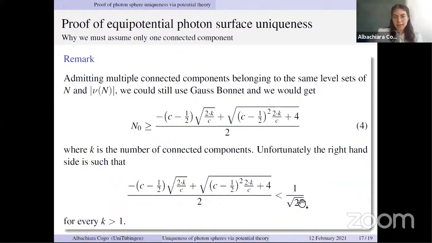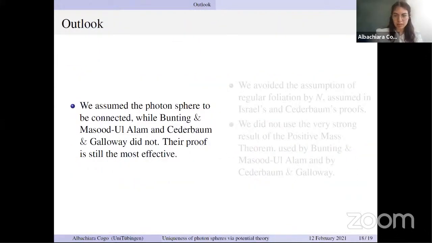These two observations are what I'm going to point out at the end, because as I said at the beginning, there were other proofs of this theorem, and in fact, the Bunting-Masood-ul-Alam and the Cederbaum and Galloway adaptation didn't assume the photon sphere, or the equipotential photon surface, to be connected, which was the case in this proof.